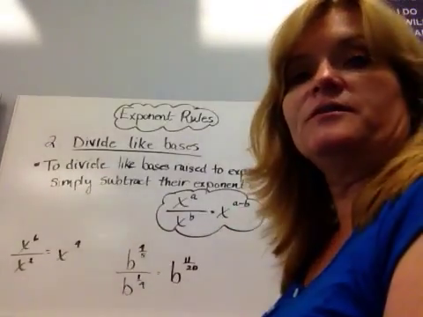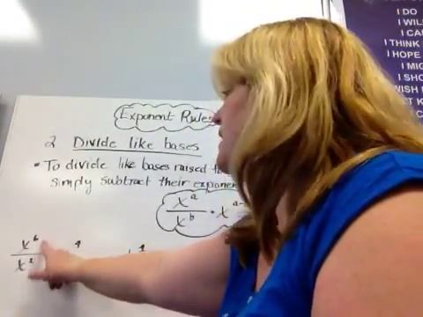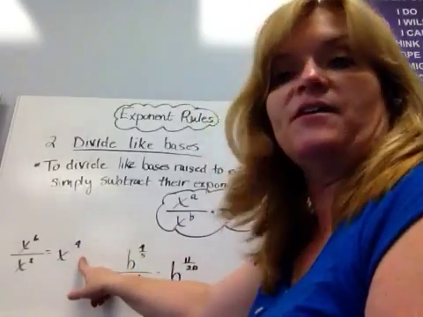Now, a couple numerical examples. Here's the first one. I have x to the 6th over x squared. Since they have the same base, I simply subtract them. I have x to the 4th.